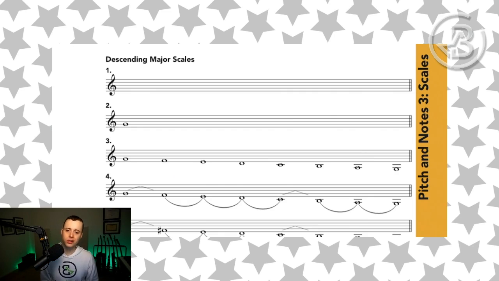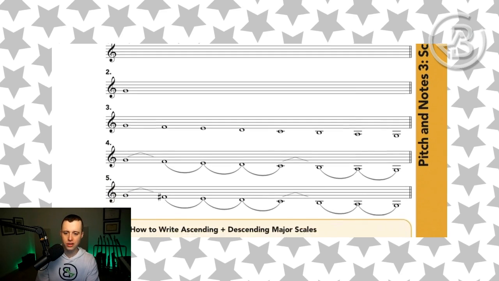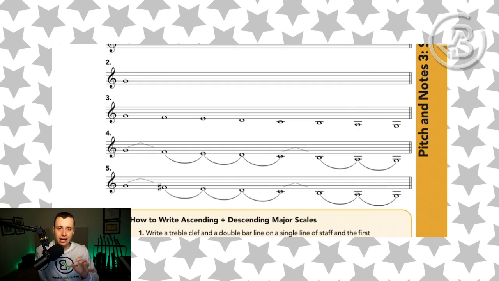In this lesson, we're going to be talking about how to write descending major scales. So step number one for writing a descending major scale is you need a treble clef and a double bar line. Step number two, you're going to write the note that you're going to start the descending scale on. Step number three, just like with the major scales, you're going to write a note on every line and space of the staff, except this time, instead of writing them ascending, you're going to write it on every line and space descending down to the right.